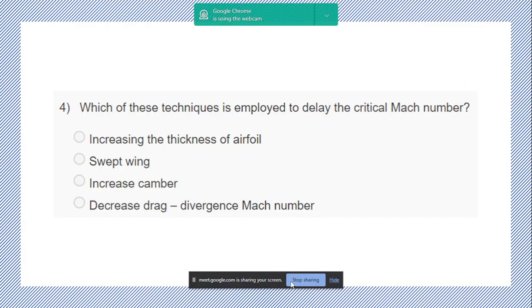Okay. So moving forward, the next question was, which of these techniques is employed to delay the critical Mach number? So you had a supercritical airfoil for delaying the drag divergence Mach number. What about critical Mach number? Was it increasing the thickness of the airfoil? Was it increasing the sweep on the wing, increasing the camber, or decreasing the drag divergence Mach number? Decreasing the drag divergence Mach number decreases your critical Mach number.